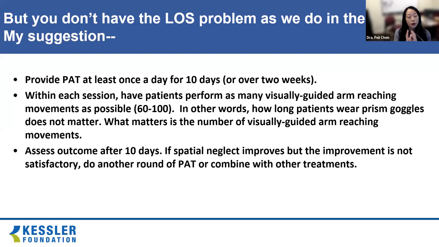Okay, and I also highly recommend that you assess outcome after 10 days, even if you're doing the treatment for more than 10 days. At least every 10 days or every week, you assess their outcome so that you know that they are improving and you have a measurable outcome to quantify the improvement. If spatial neglect improves, but the improvement is not satisfactory, you can do another round or you can combine with other treatments in your practice.